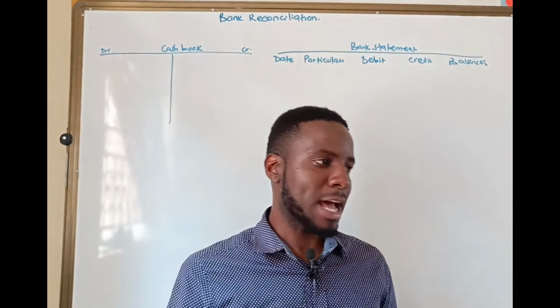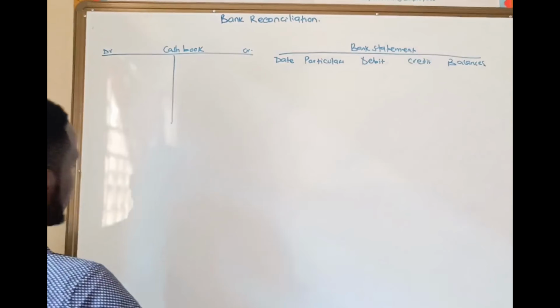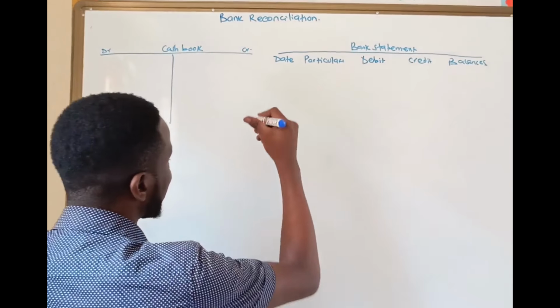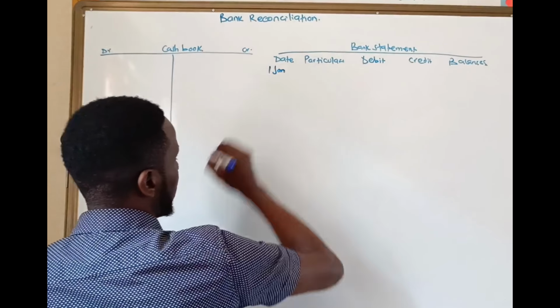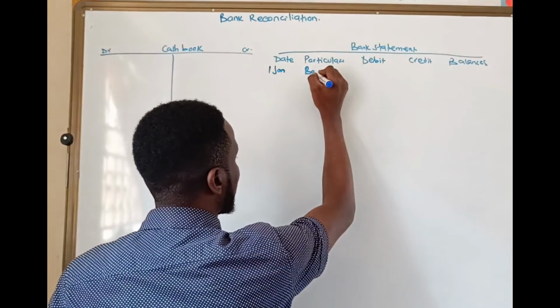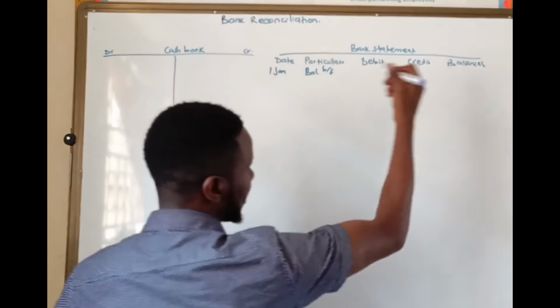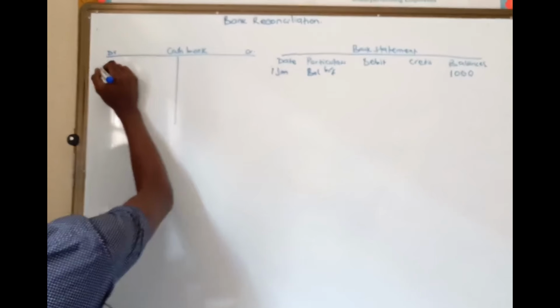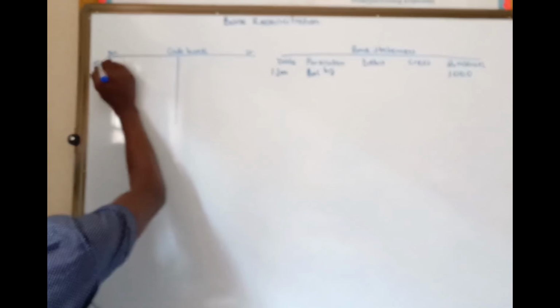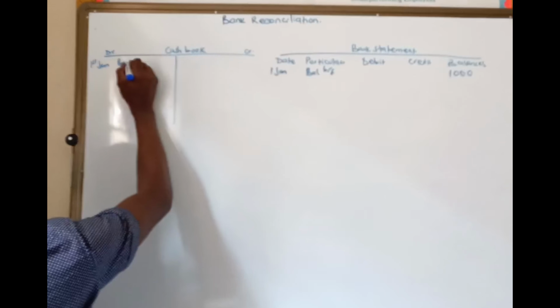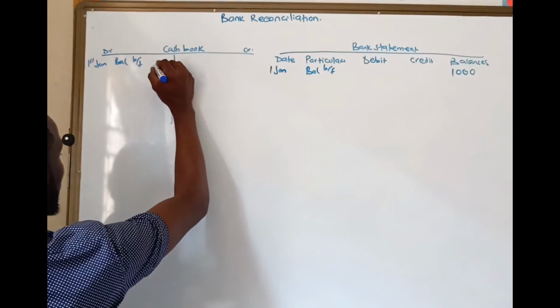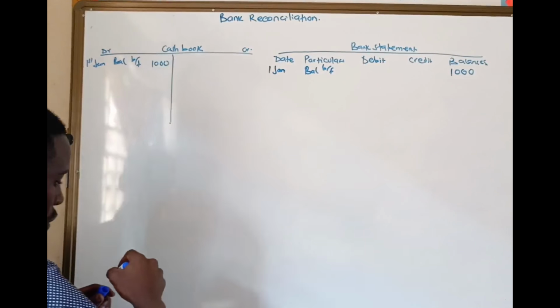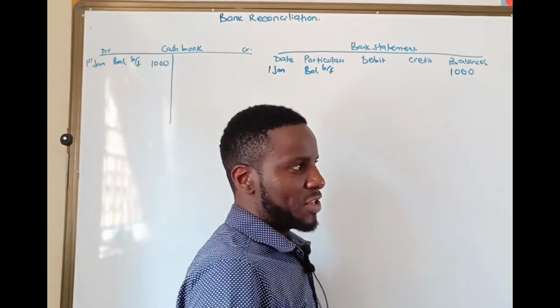I hope that's clear. Now, let me give you an example. We are starting, for example, on 1st January. So our balance brought forward is 1,000 here. This same amount of money should be this side as well, and we say 1st January balance brought forward, it is 1,000. So this is how we are beginning.